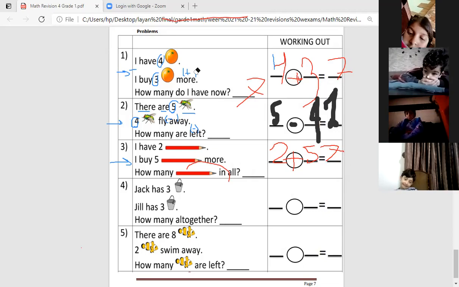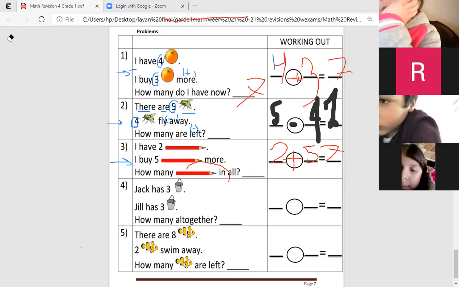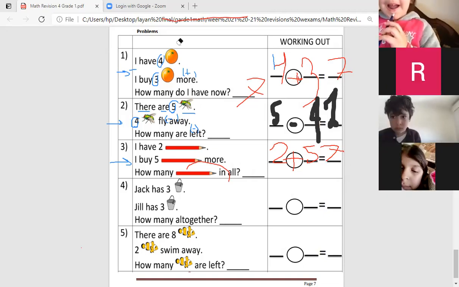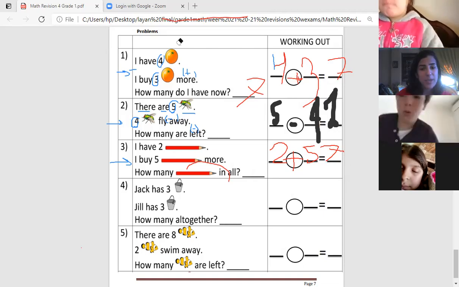So the most important thing is to understand the problem. Yes, you can solve. Just 1 minute and you will solve. Give me 1 minute, Najia, okay? So the most important thing is to understand the problem, okay?